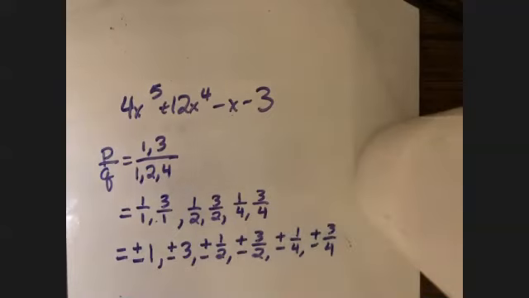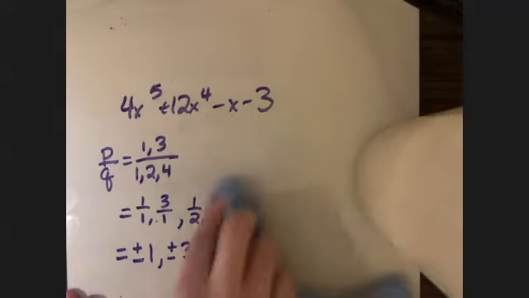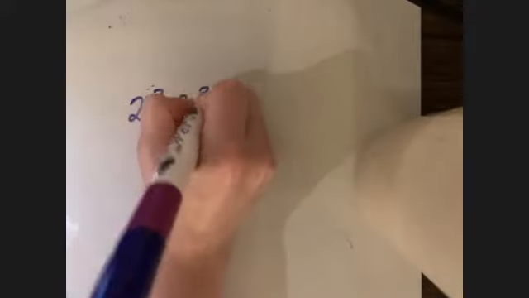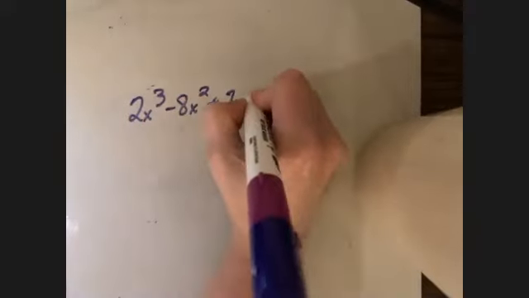Okay, so this is now our full list that we would have to do. Now, I am going to add an extra example because I want you to see what happens if I have a duplicate, what happens if I have something that matches up twice. So I'm going to get rid of this one, and let's do something like 2x cubed minus 8x squared plus 7x minus 6.